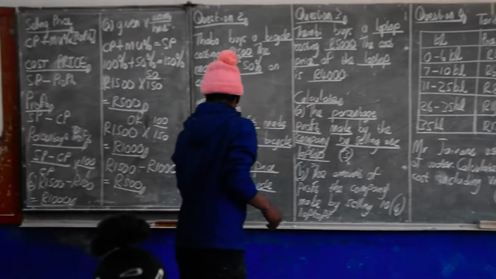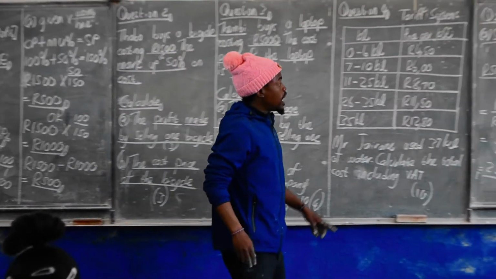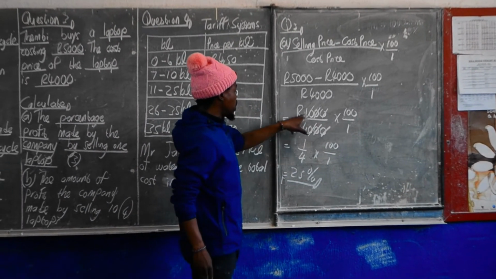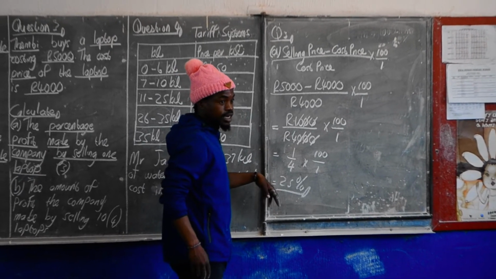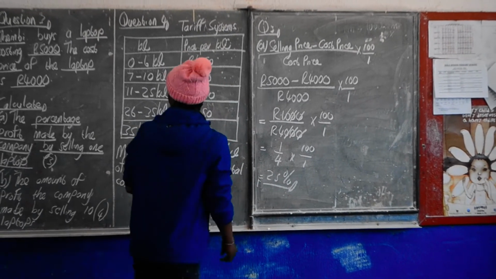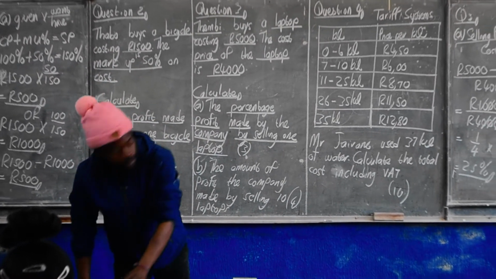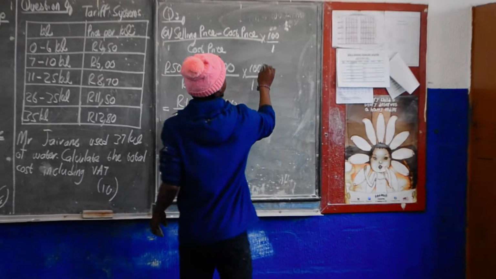Are we clear, guys? Yes. Do you see how I determine 1 over 4? I cancel all the zeros and then I got 1 over 4. Do you see that, guys? Yes. So now, how many percent is it? 25%. Are we clear, guys? Yes. Then, B.